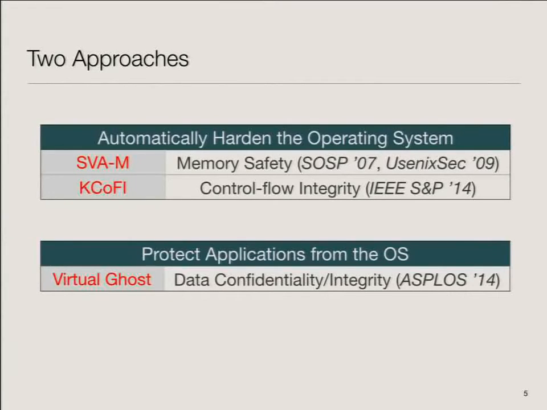Just raise up your hands and say, okay, we're just going to assume that the operating system kernel can be compromised. Can we run applications securely on that kernel anyway? And so we built a system called Virtual Ghost, which provides data confidentiality and integrity for applications running on a potentially compromised operating system kernel.